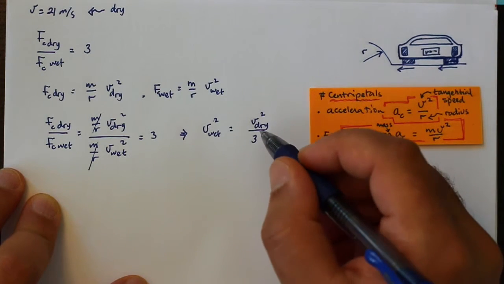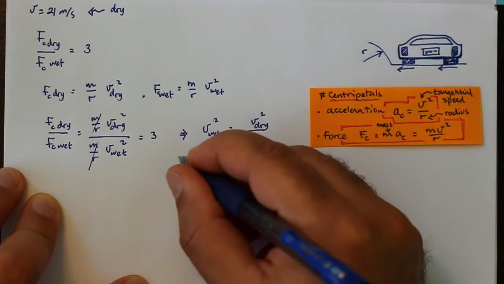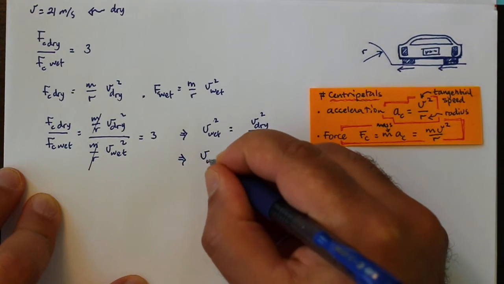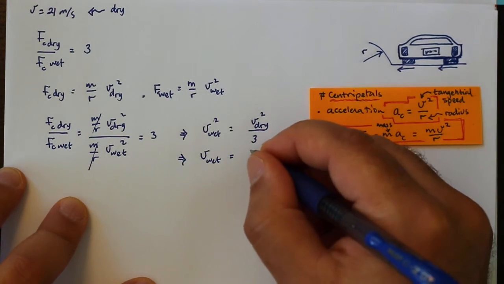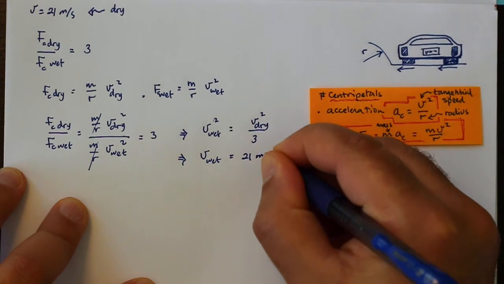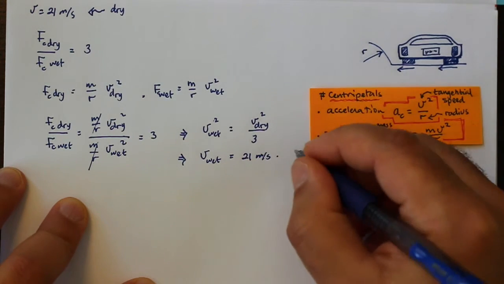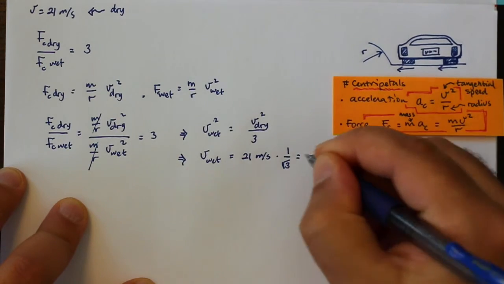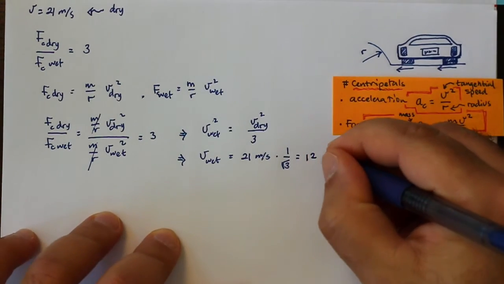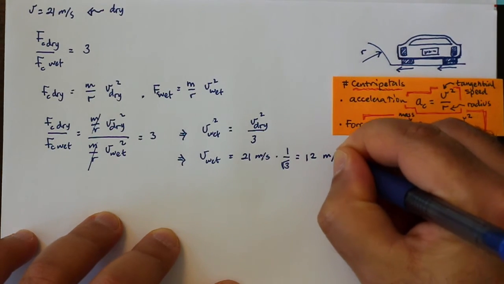So if I substitute 21 in here, then I know that V wet will be equal to 21 meters per second multiplied by 1 over square root of 3, and that's equal to roughly 12 meters per second.